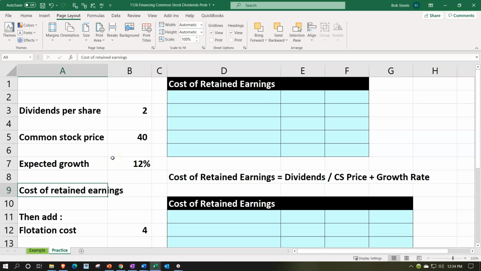Here we are in our Excel worksheet. If you have access to the Excel worksheet and would like to follow along, note that we are in the practice tab as opposed to the example tab. The example tab in essence being an answer key. We have the information on the left-hand side. We're going to populate that information into the blue area on the right-hand side.